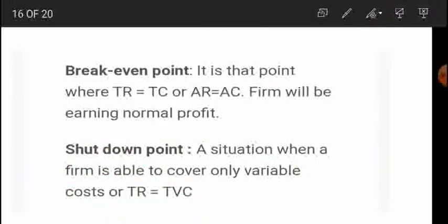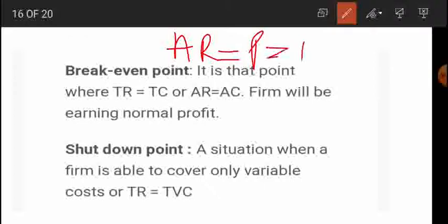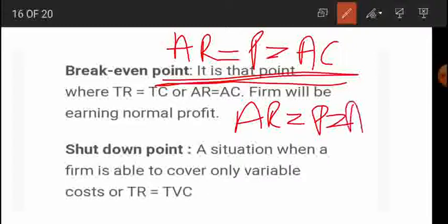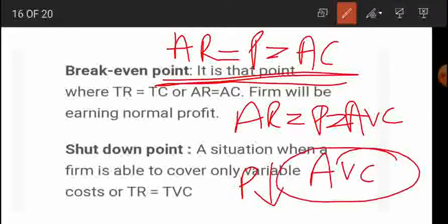नंबर वन, in the situation of break even point, because AR is equal to P is equal to AC, the firm will continue to produce because the firm is capable to get the normal profit. During shutdown, AR is equal to P is equal to AVC, means the firm may or may not continue to produce because the firm is capable just to cover its variable cost. But if the price level further falls down और भी कम हो जाता है, it means the firm is even not able to cover its variable cost. That's why the firm will stop the production.